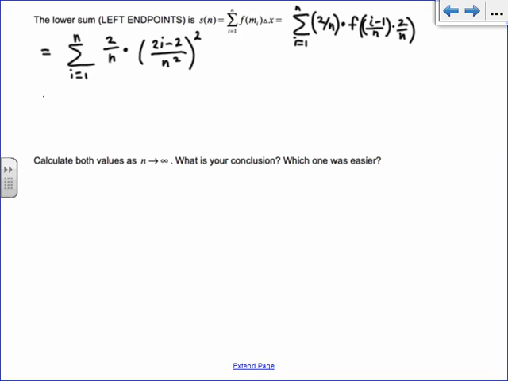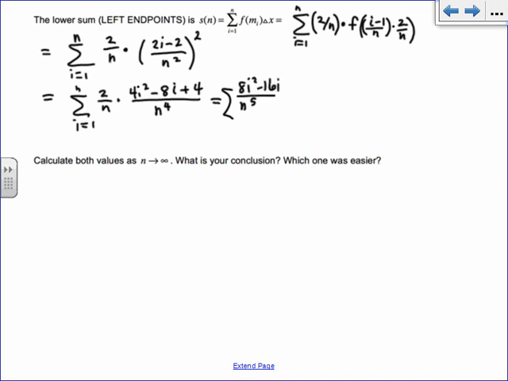Okay, so if you were going to do this one, I'll try to do it kind of speedily. You'd have 4i squared minus 8i plus 4 all over n to the 4th. Sure, I'm making mistakes somewhere. These are always tricky. So I get n to the 5th. And then I'm going to have 8i squared minus 16i plus 8. And we still have to break it apart. So 8i squared over n to the 5th minus 16i over n to the 5th, sigma, plus 8 over n to the 5th.